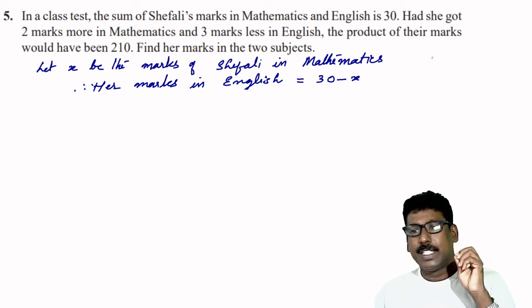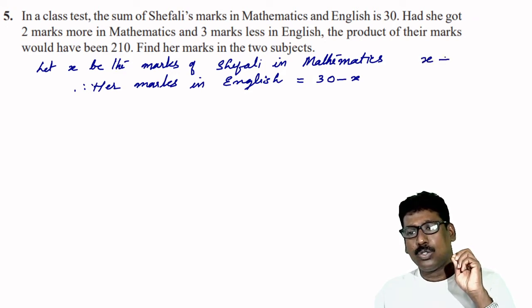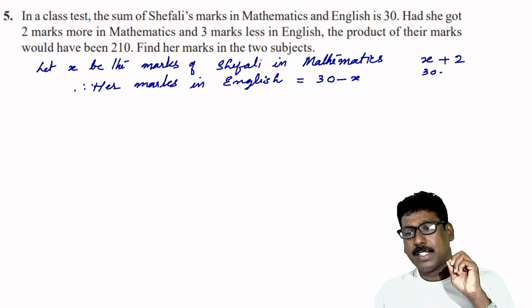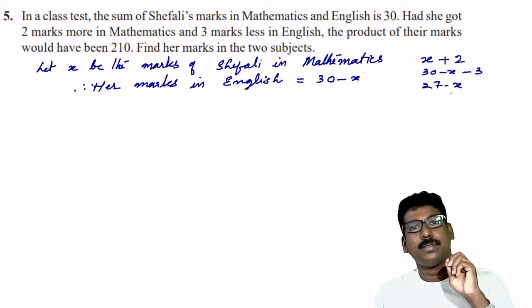Now, look at the condition. Here she got 2 marks more in mathematics. The mark of mathematics is x. Then 2 more marks means x plus 2. And 3 marks less in English. English mark is 30 minus x. Now 3 marks less means minus 3. That is 27 minus x.